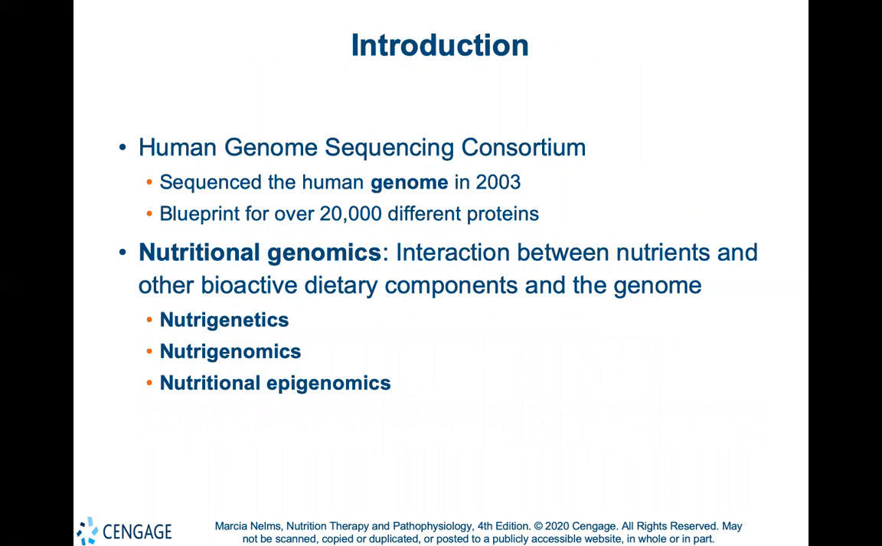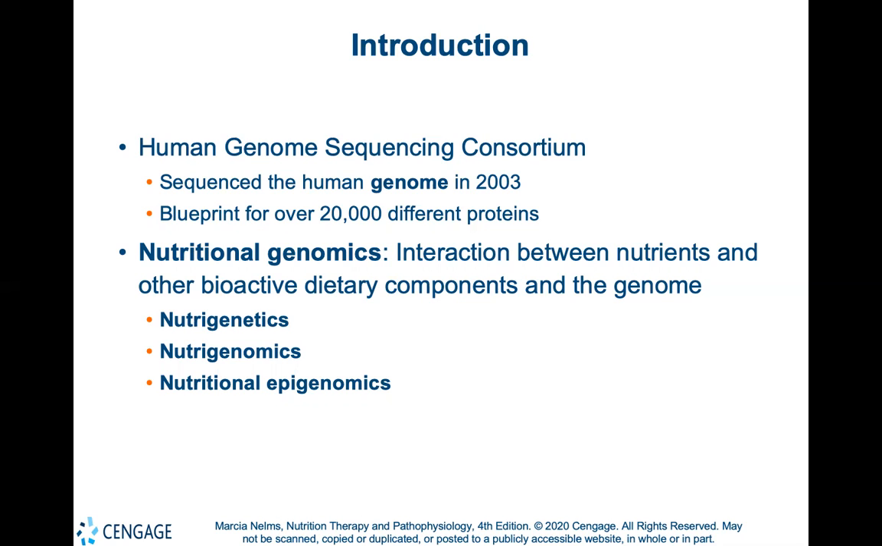In 2003, the International Human Genome Sequencing Consortium published the finished version of the human genome sequence, thereby marking a historical milestone in science. The human genome is the blueprint for over 20,000 different proteins. In many respects, the human body is a system of proteins. Proteins serve as structural components, hormones, neurotransmitters, and cell signaling agents that ensure the body is operating smoothly. This interaction between nutrients and other bioactive dietary components and the genome is known as nutritional genomics.